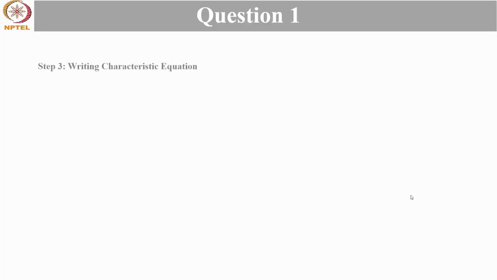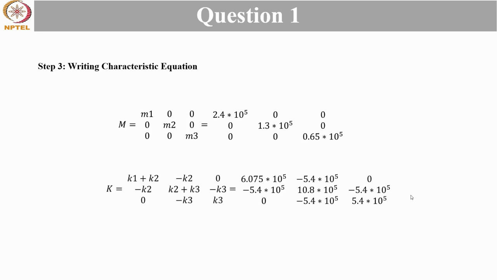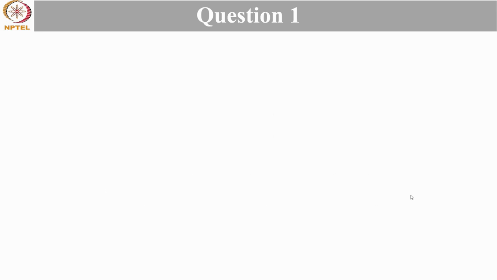Okay. So once we have defined the mass and the stiffness matrix, the mass matrix will be given by this, and the stiffness matrix will be given by this. The equations of both the matrices we know previously. And once this is defined, we can write the characteristic equation: determinant of K minus lambda M is equal to 0.